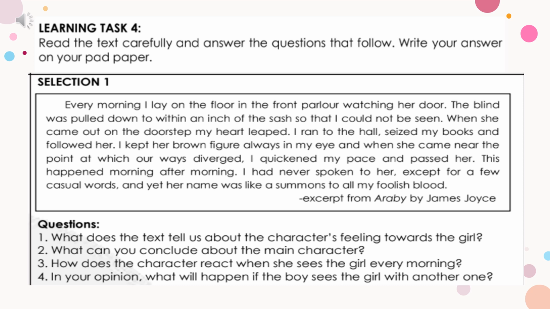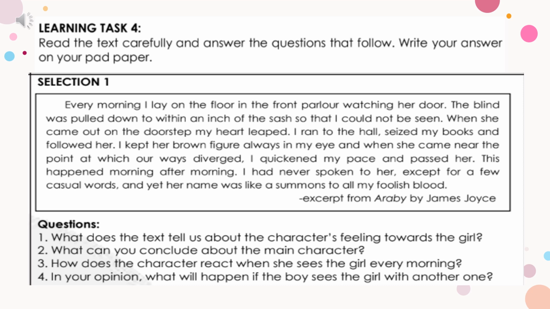So let's have the questions. Number 1. What does the text tell us about the character's feeling towards the girl? The text tells us that the character has strong feelings or affection towards the girl. Number 2, what can you conclude about the main character? The main character is madly in love with the girl.